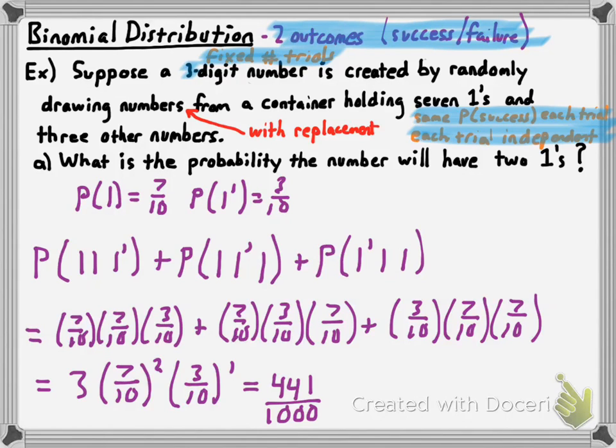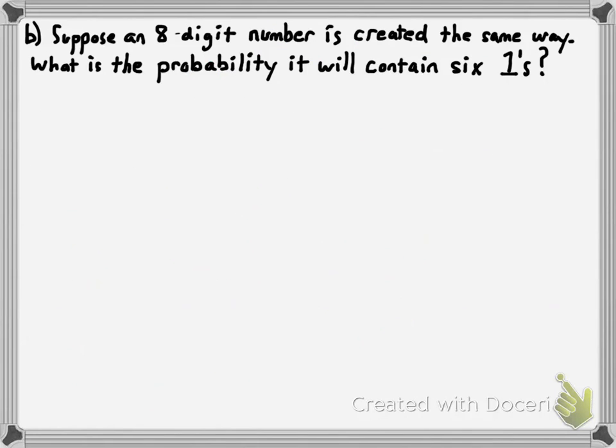Very good. Now I want to take this same problem and go to the next level. Instead of creating a 3-digit number using the method described, let's say we want to create an 8-digit number. It can get ridiculous trying to use a tree diagram when you are choosing something 8 times. You don't really want to do that, so we would like a formula that helps us find this probability without a tree diagram or other methods.